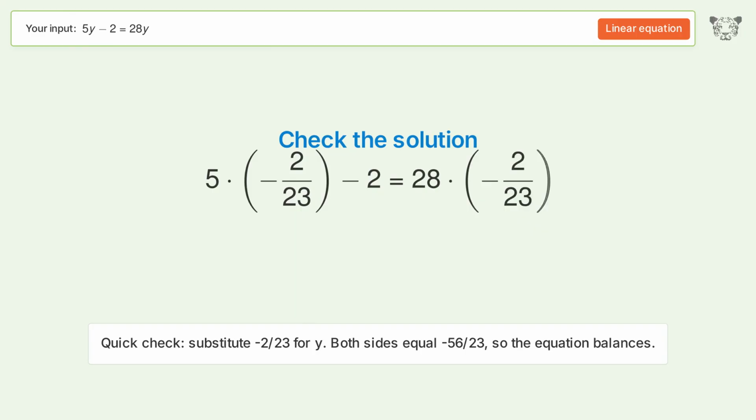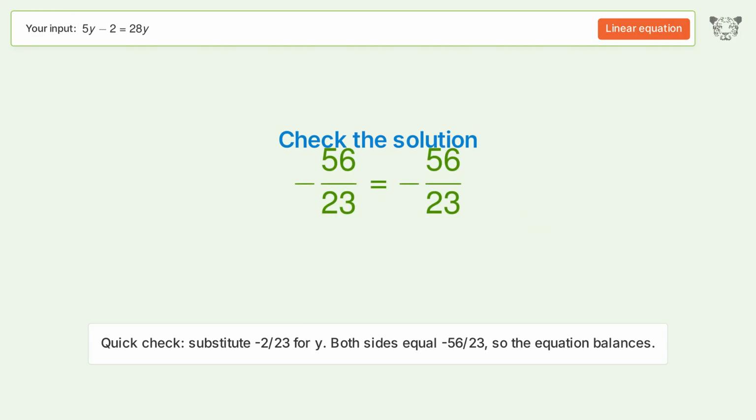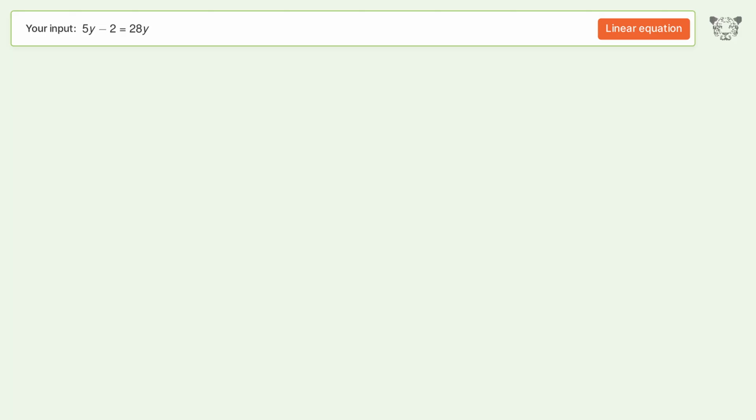Quick check. Substitute negative 2 over 23 for y. Both sides equal negative 56 over 23, so the equation balances. So, y equals negative 2 over 23.